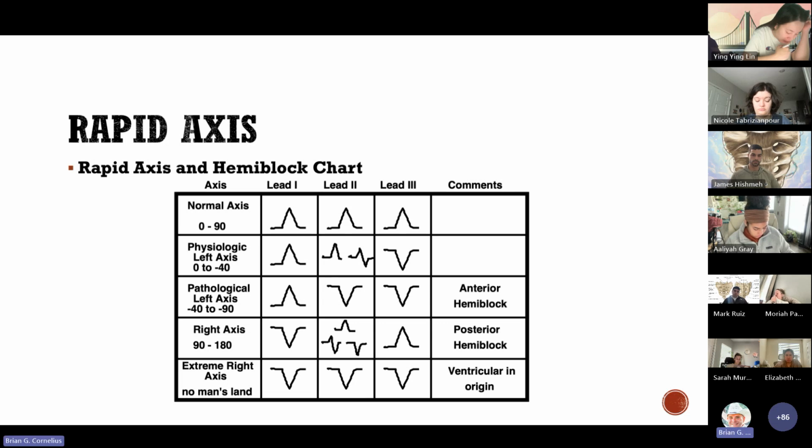Right axis deviation, not extreme right axis, but right axis, negative in lead 1, and then lead 2 can be really either one of the 3, and then upright in lead 3. And then again, talking about the ventricular component for like a VTAC for extreme right axis deviation, they'll all be negative because it's starting in the base of the ventricles and moving on.